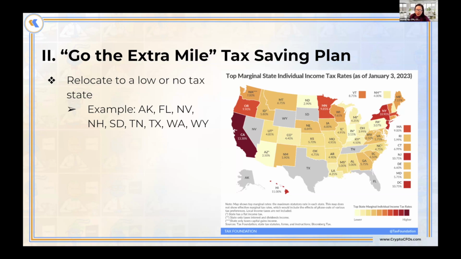Another thing is, even if a state has no income tax, they may have other kinds of taxes you need to consider. For example, I believe Washington State or maybe even Wyoming, even though they don't have income tax, I think they do tax capital gains and or investment income.